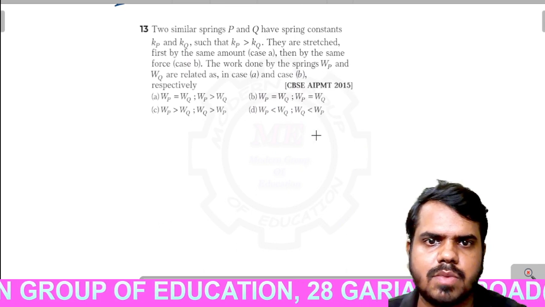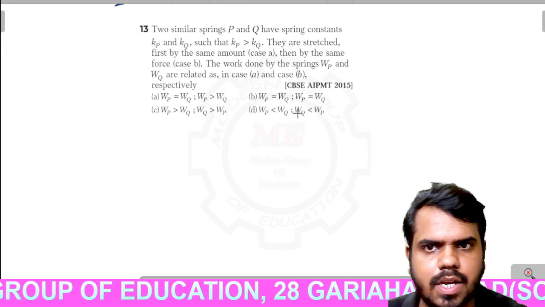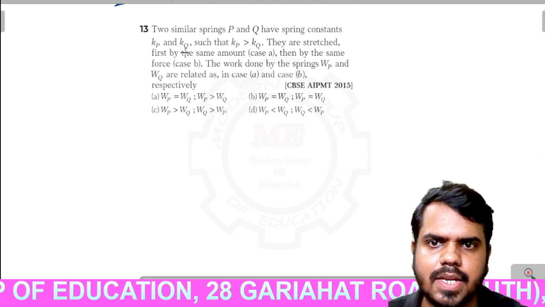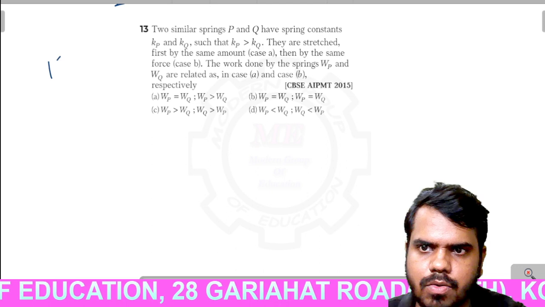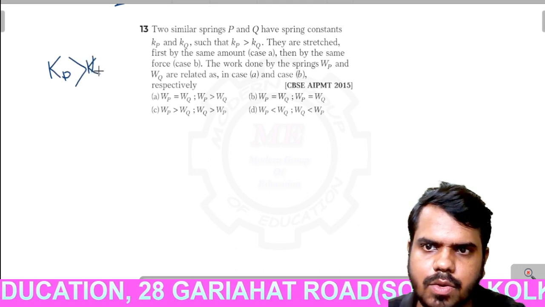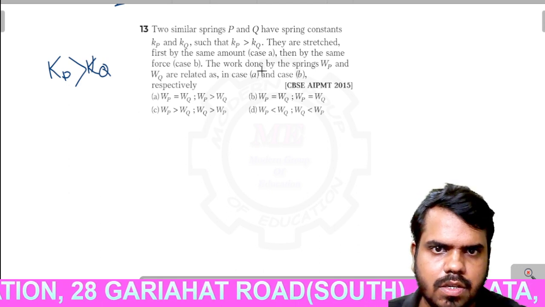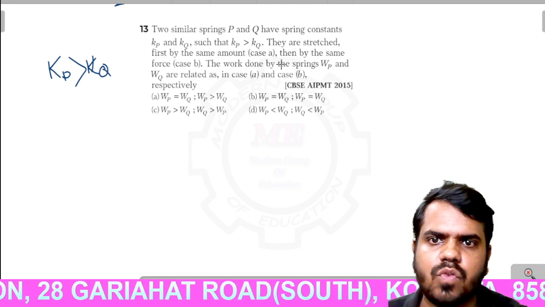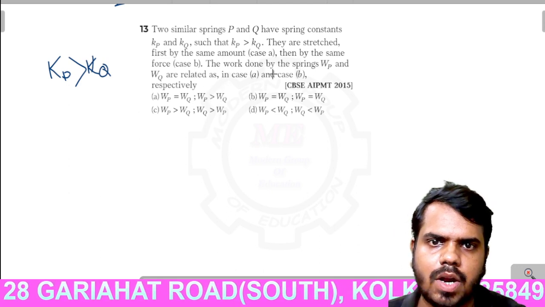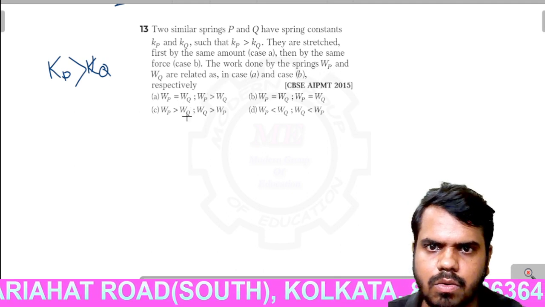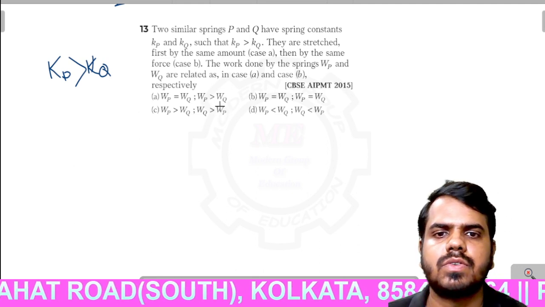This is actually a conceptual question, and you have to understand this concept very clearly. Two similar springs P and Q have spring constants Kp and Kq such that Kp is greater than Kq. It is clearly written that Kp is greater than Kq. They are stretched first by the same amount, case A, then by the same force, case B. The work done by the springs Wp and Wq are related as in case A and B. Which one is greater and which one is lesser?